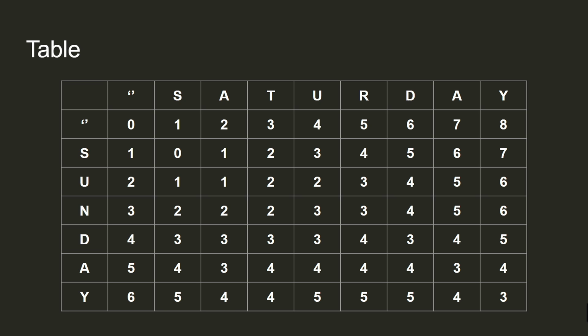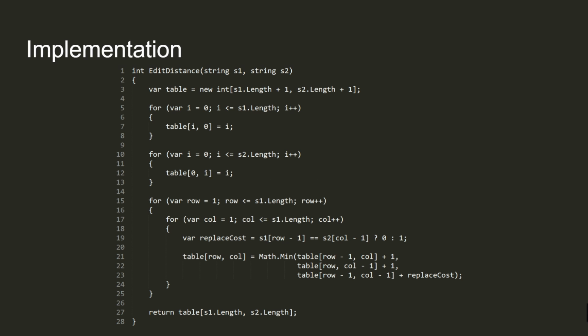Now let's do the implementation. Let's initialize our table where the sizes of the rows and columns will be the lengths of the strings. For the next step, we need to fill the base case, the distance between empty string and each character of the word. Now let's iterate through the table and calculate each cell using our formula. First we will calculate the replacement cost and then we will take the minimum from deletion, insertion and replacing characters. Finally, we need to return the last cell as an answer.